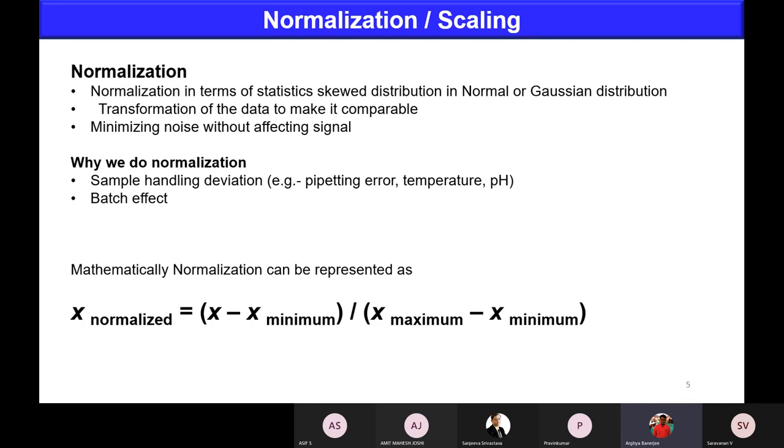Suppose it requires a temperature for incubation. Your sample requires a particular temperature for the experimental condition. If you don't maintain that temperature, it induces a deviation. Similarly, the pH of the buffers you use can also induce a deviation. So these all can be brought onto a singular platform, for sample handling deviation, by normalization.